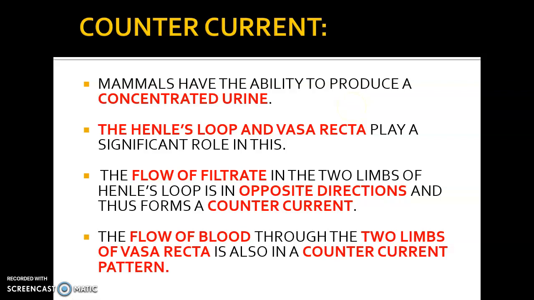The formation of concentrated urine occurs due to a phenomenon called counter current. What we are going to observe is that there is an opposite flow in the movement of the solution in the two limbs of Henle's loop as well as in the two limbs of the vasa recta. The flow of filtrate in the two limbs of Henle's loop is in opposite direction and thus forms a counter current. The flow of blood through the two limbs of vasa recta is also in a counter current pattern.